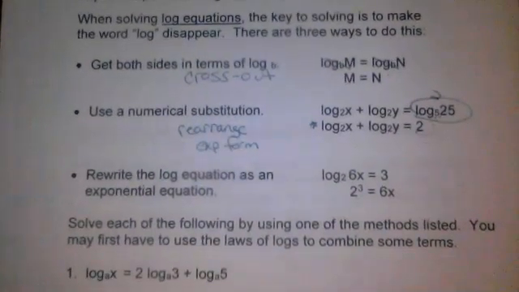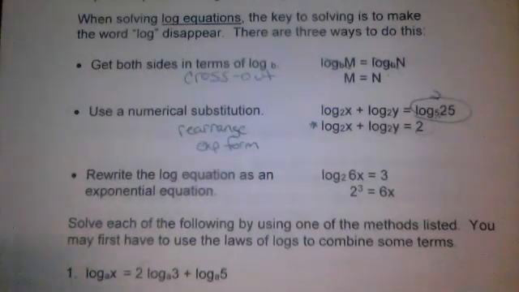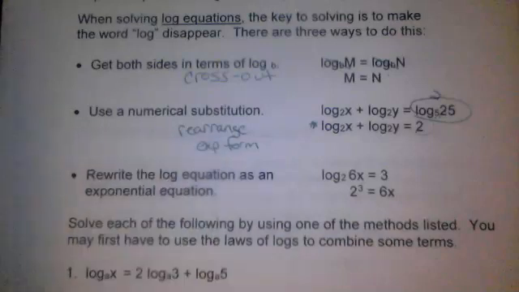And lastly, we could just rearrange the problem if we have a single logarithm. So 2 to the third power equals 6x, and then we could solve from there. So just rearrange, kind of like this method. So here we go.